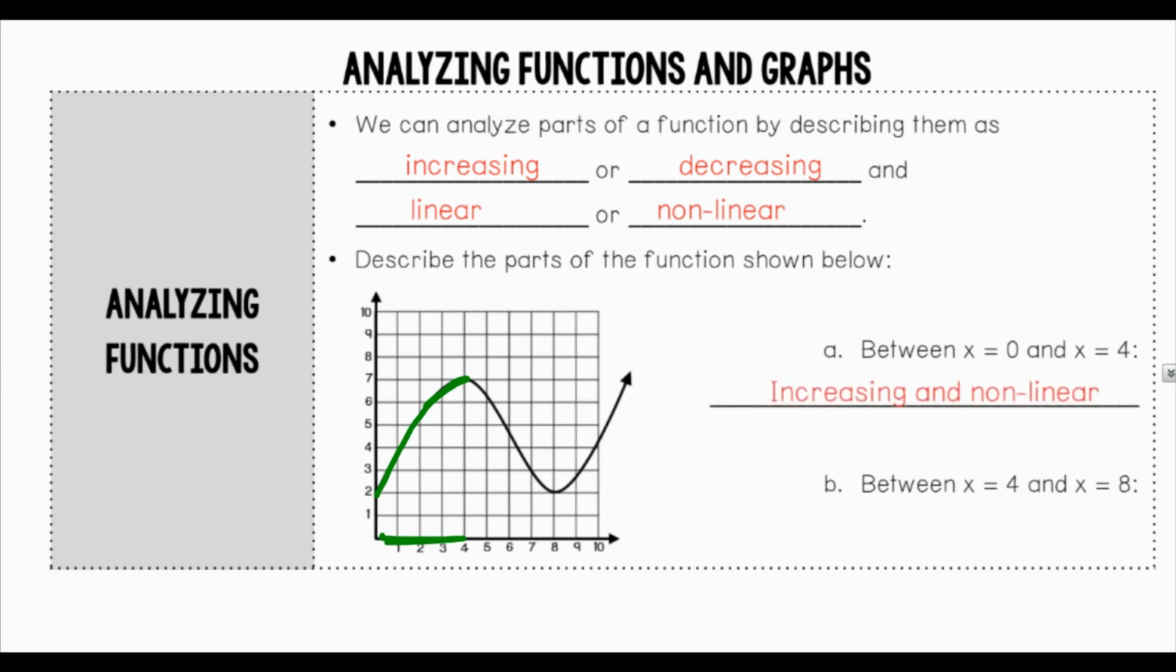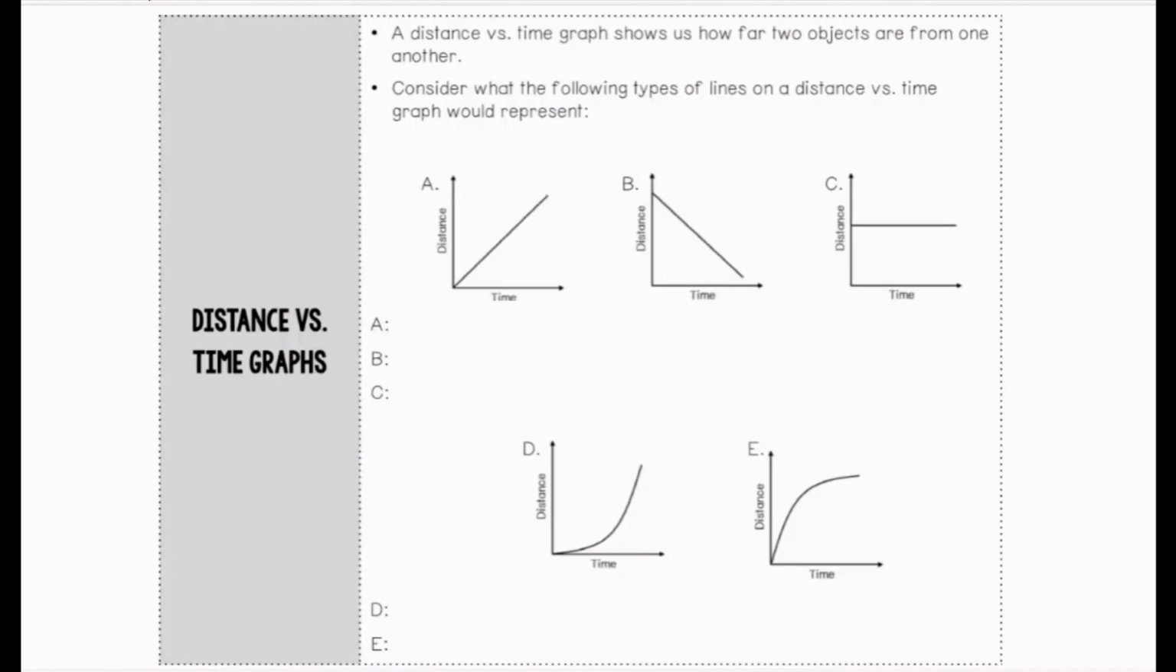Now, when I look at x is 4 and x is 8, that would be any x value between 4 and 8. So it would be this part of the graph here. Now, when I look at this, I have a negative slope, which would be decreasing. And then again, I have a curved line, so it's nonlinear. So I'd have decreasing and nonlinear. So when I look at functions and their graphs, I can describe them as either increasing or decreasing and linear or nonlinear. Next, looking at distance versus time graphs.